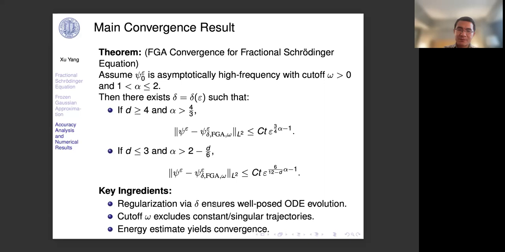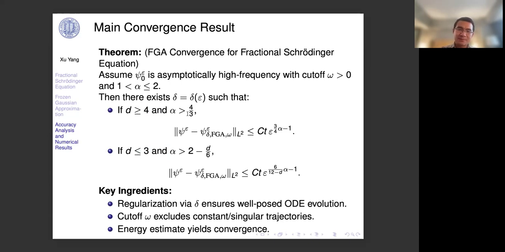And then that changed the results. So we are not able to have the first order accuracy for our Gaussian wave packet as we did for the standard Schrödinger equation. The estimate for this actually depends on the dimensionality. So for lower dimensionality, this is the result that we get, and this is for higher dimensionality.